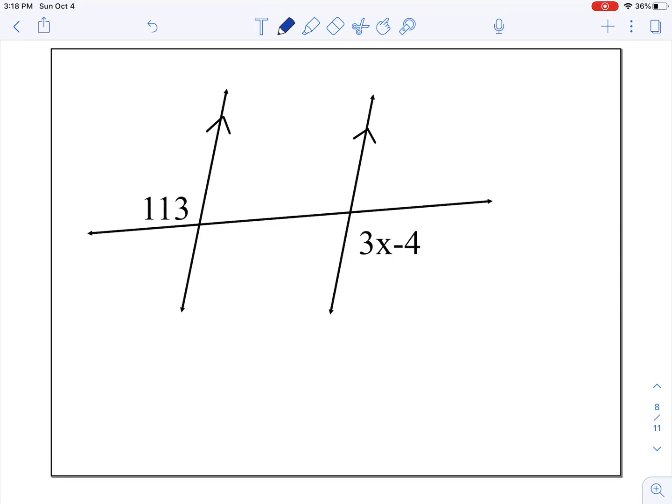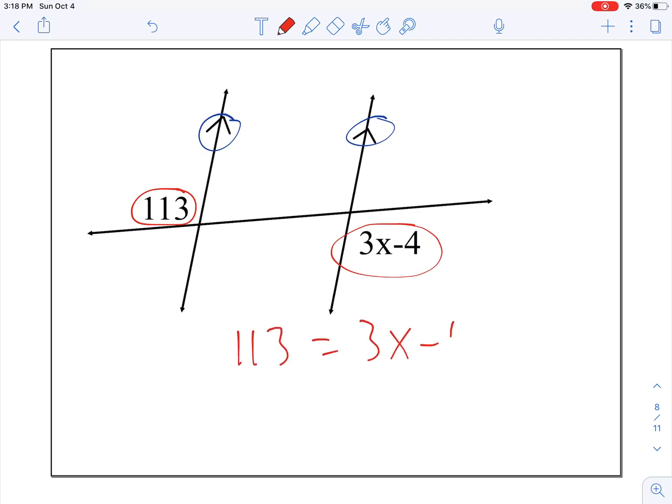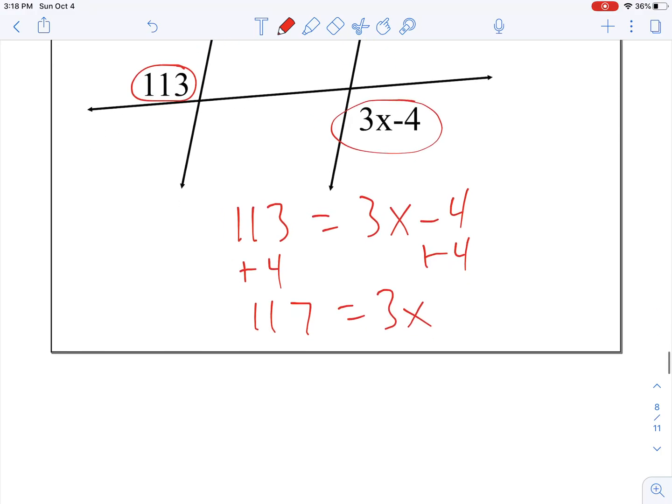In example 3, it says find your value of x. So we have our parallel lines. I have the 113, I have the 3x minus 4. Those are alternate exterior angles. So they must be equal to each other. So 113 must equal 3x minus 4. So we're going to add 4 to each side. So I have 117 equals 3x, and then we divide. We get x to equal 39.